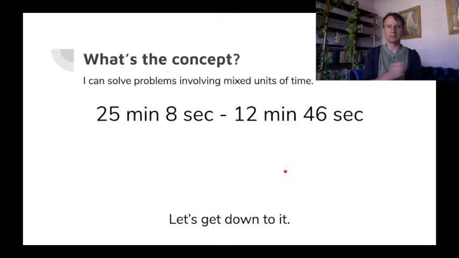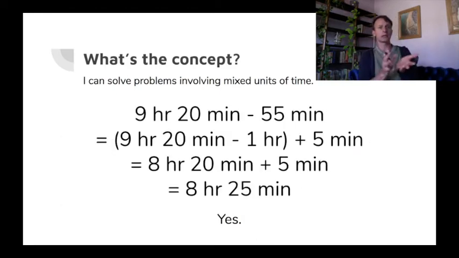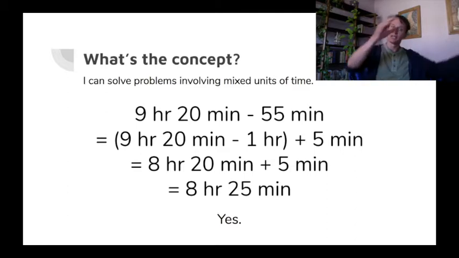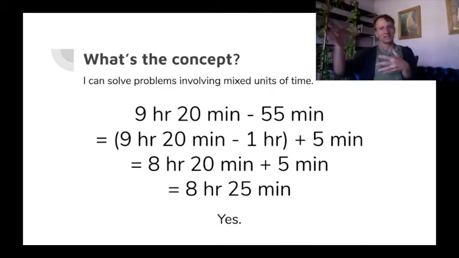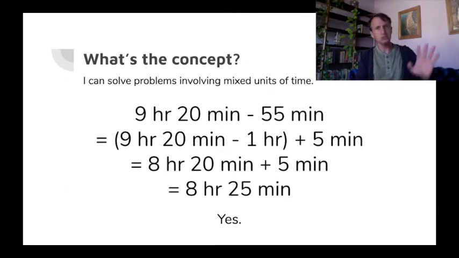Okay, I do find that more useful. But to go back to that for just a second, I could have said, oh, 9 hours, 20 minutes, I'll leave 8 hours alone. It'll be 8 hours, 80 minutes minus 55 minutes would indeed give me 8 hours, 25 minutes. So that strategy would have worked here as well. But this is a useful one to know. This is a good mental strategy.